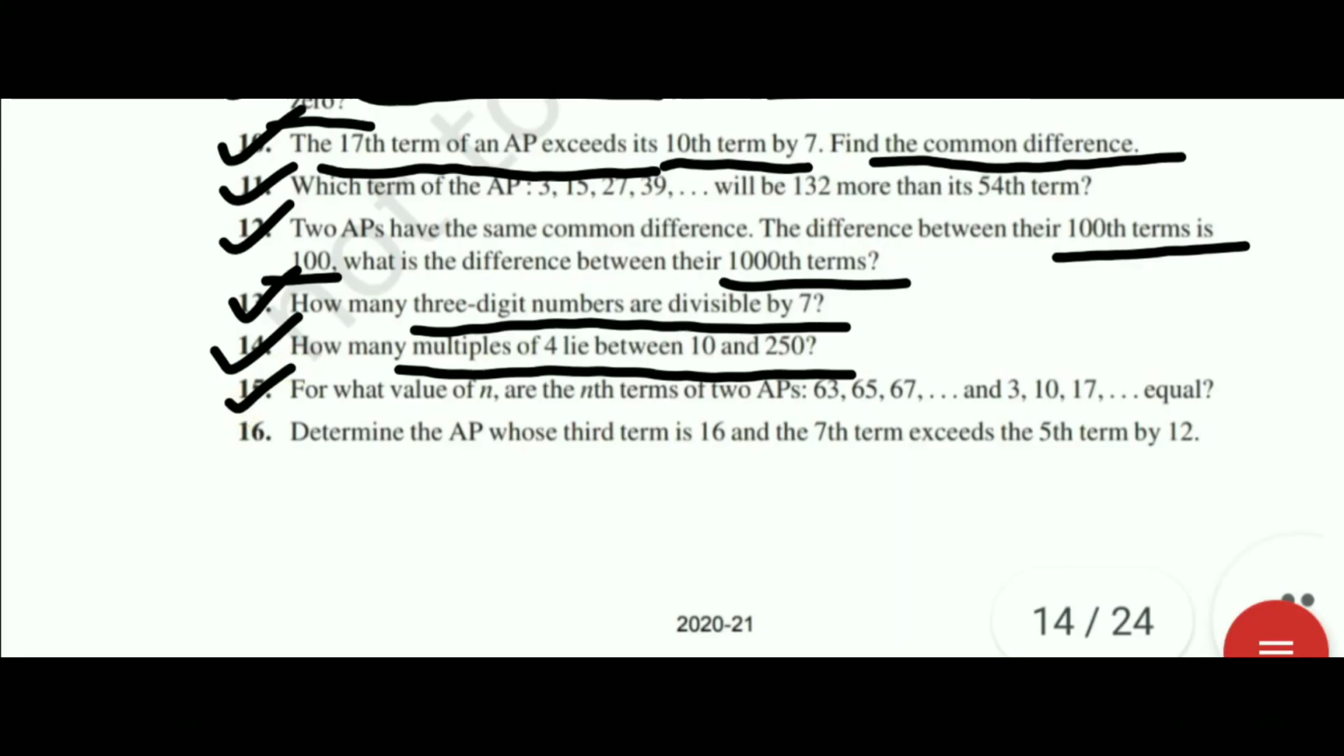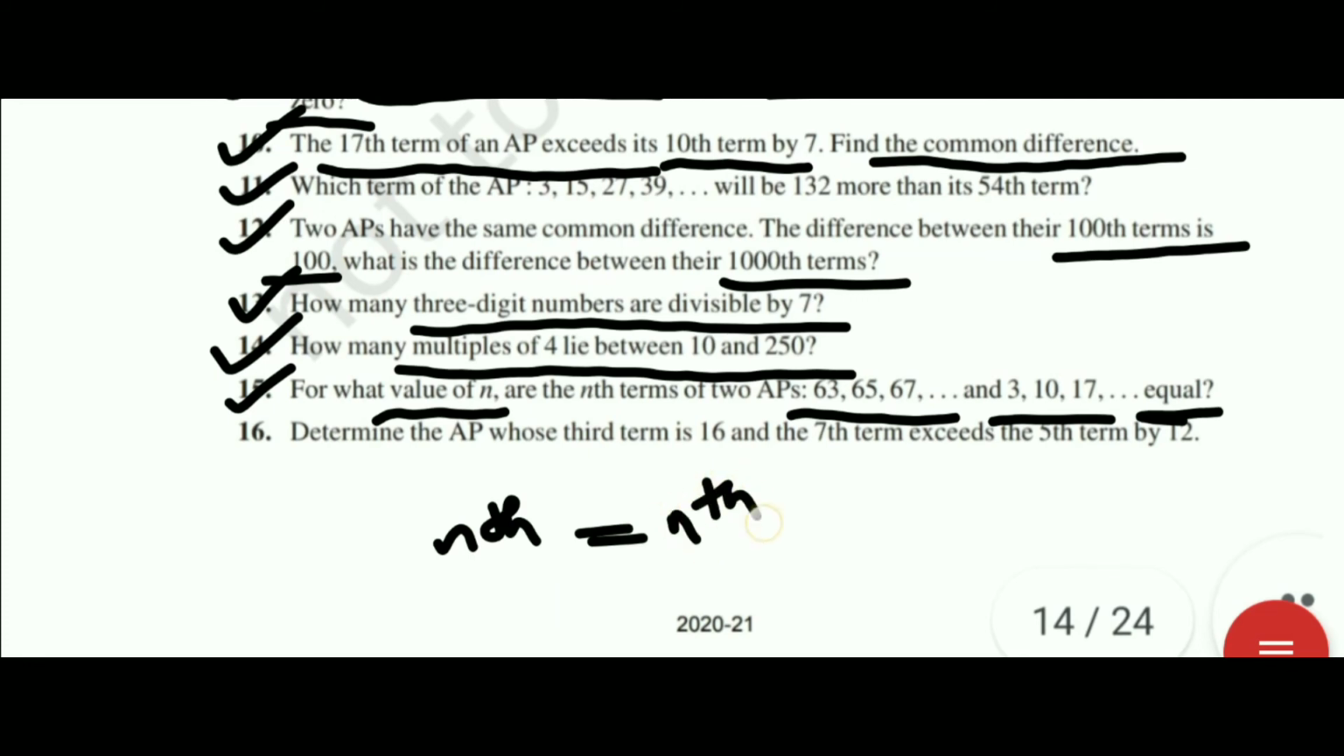15th. For what value of n, that means we need to find the value of n, are the nth terms of two APs, this is the first AP, this is the second AP, equal. That means they have given us that the nth terms of the two APs are equal. So nth term of AP1 is equal to nth term of AP2. Now you need to find the value of n. Nth term and n values are different.